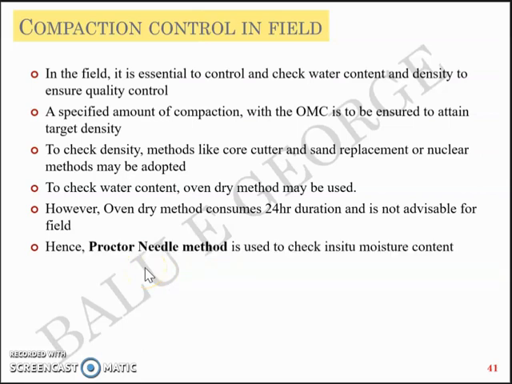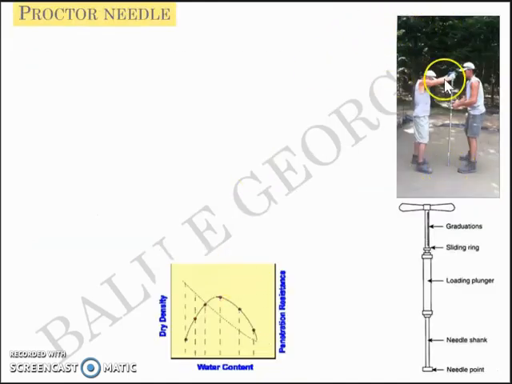In that case, a Proctor needle method is adopted, and it's used to check the in situ moisture content or the water content in the field. So the Proctor needle looks like this. A photograph taken from the internet is shown here, and the schematic is shown here. You have a loading plunger, you have a needle shank, and below which you have the needle point of varying diameters, and you have a sliding ring here and a few graduations which indicate the depth to which the needle has penetrated, and you have a handle here as well.